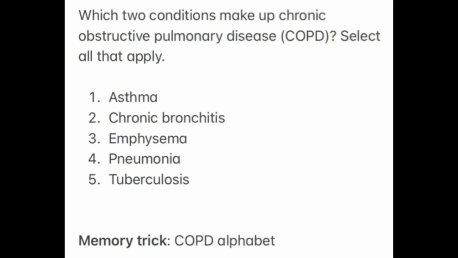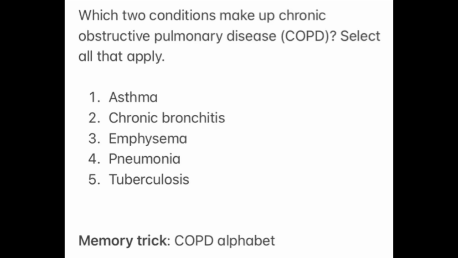All right, so our answers here are going to be 2, chronic bronchitis, and 3, emphysema. Remember, chronic bronchitis is characterized by that really congested cough, and emphysema is characterized by those damaged air sacs. Remember, the patients have dyspnea here, or difficulty breathing.